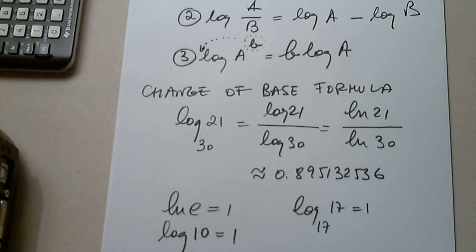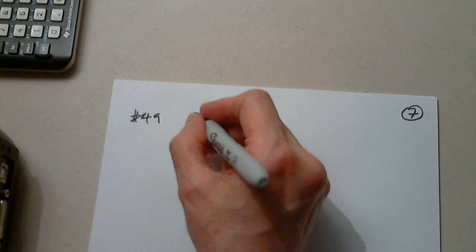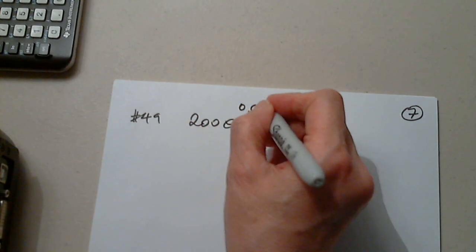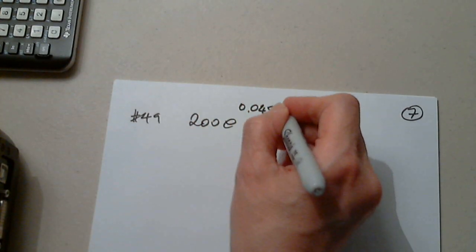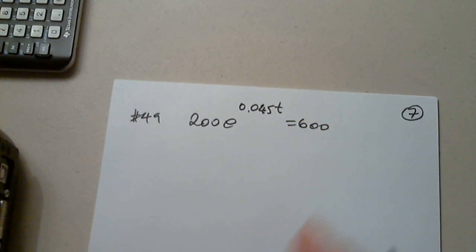Let's do number 49. Okay, perfect. 49 it is. So I am on page 7. Good. And we're looking at 49. So 200 e to the 0.045t equals 600. This is identical to the situation we just looked at, but it's a good practice.